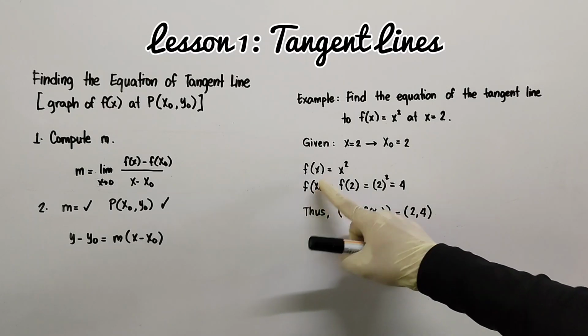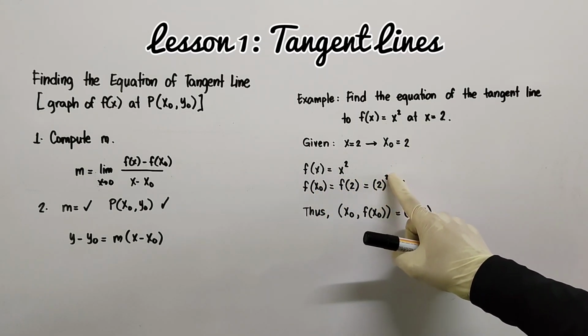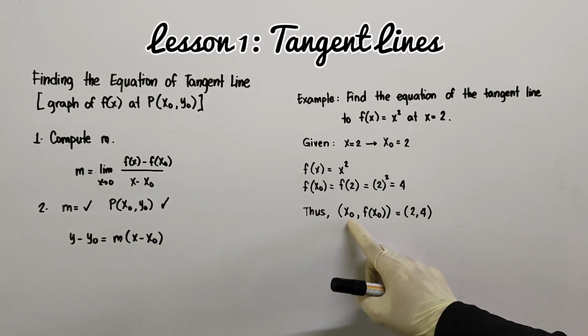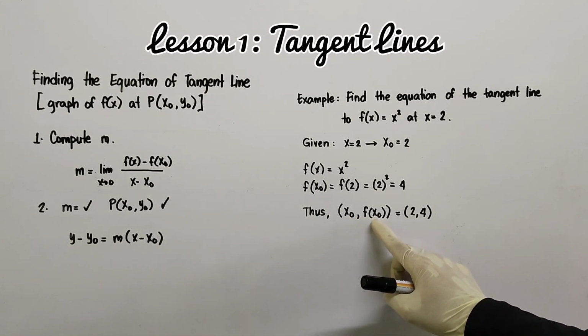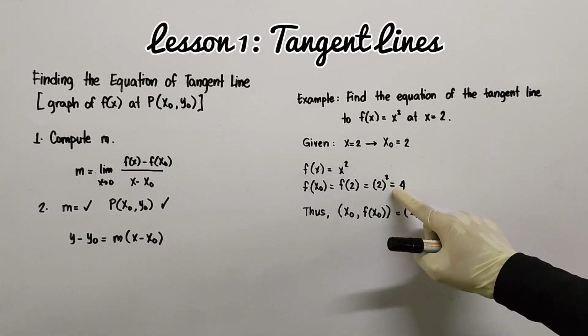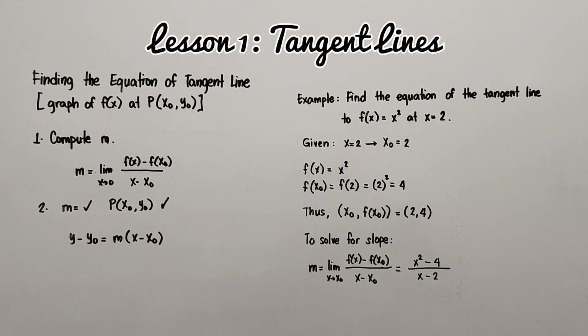So the x sub 0 is 2, so you have 2 squared, that is equal to 4. Thus, the coordinate x sub 0 and f of x sub 0 is equal to (2, 4). This one and that one. To solve for the slope, we have that formula.